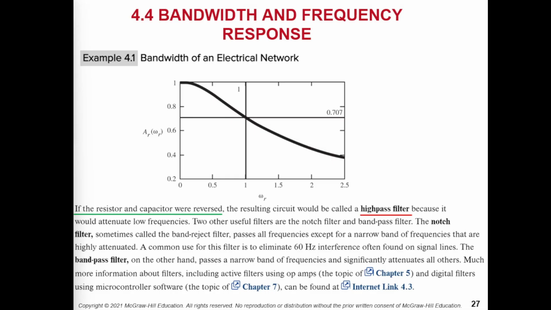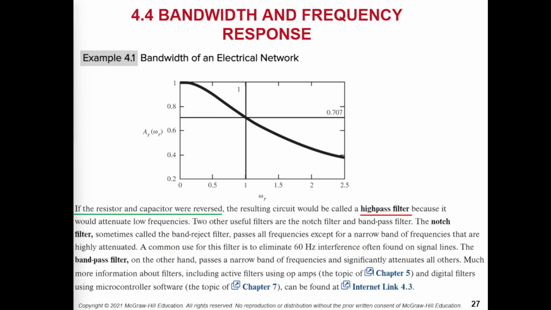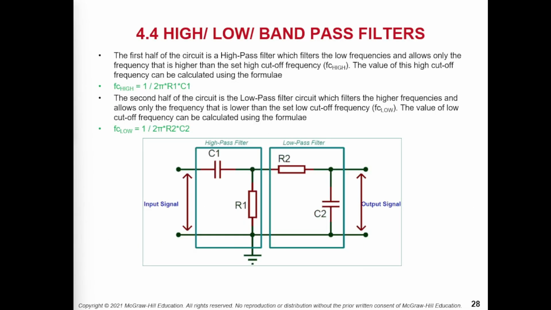So it acts like a low pass filter, and the corner frequency is 1 divided by RC. Okay, this is very important. So this is a low pass filter, right? We just talked about it. But if we add another one, and reverse the capacitor and the resistor, this side becomes a high pass filter. So we combine those two together, it will become a band pass filter.